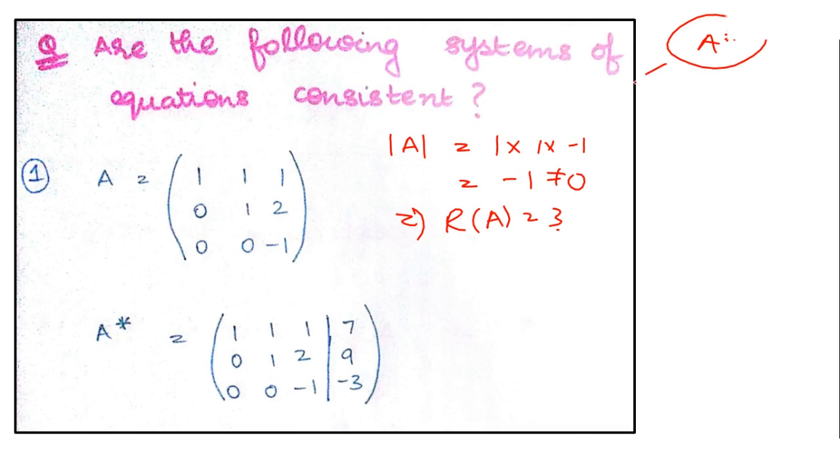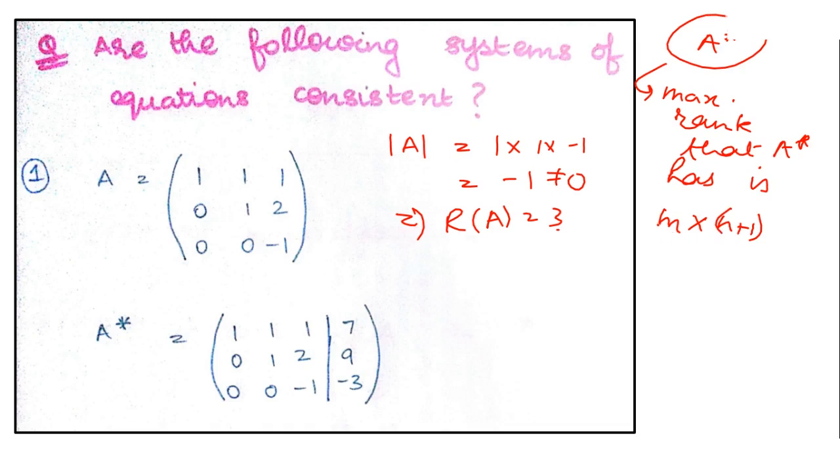Consider A star. The A star matrix is actually M cross n plus 1, right? Which means that the maximum rank that A star has is actually M, right?